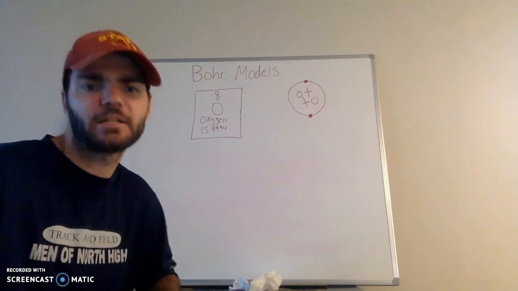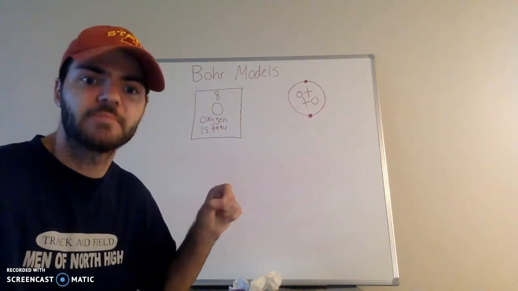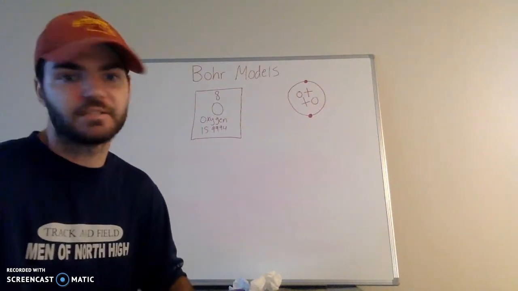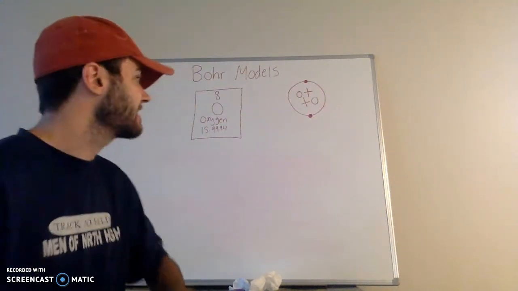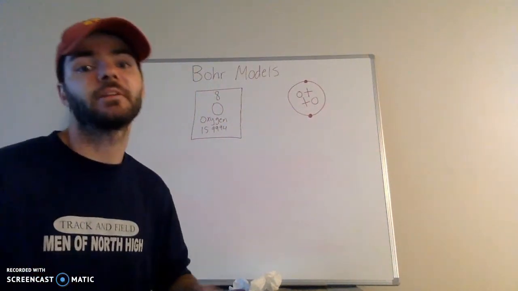How many neutrons do I have? Those are neutral, so I'm using a 0 to represent our neutrons because 0 is neither positive nor negative. Okay, I see 1, 2. Okay, 2 neutrons. And then how many electrons do we have?